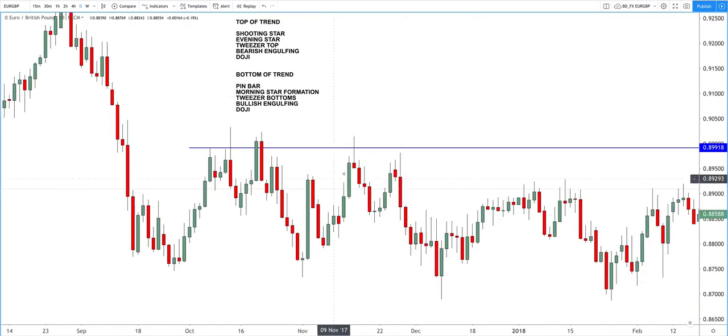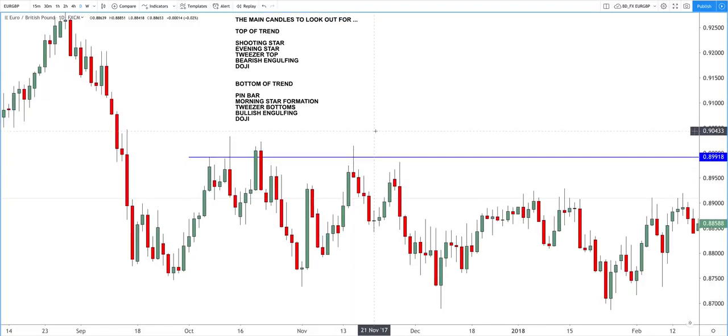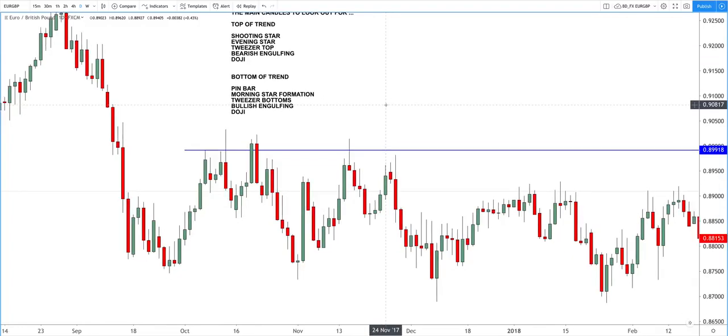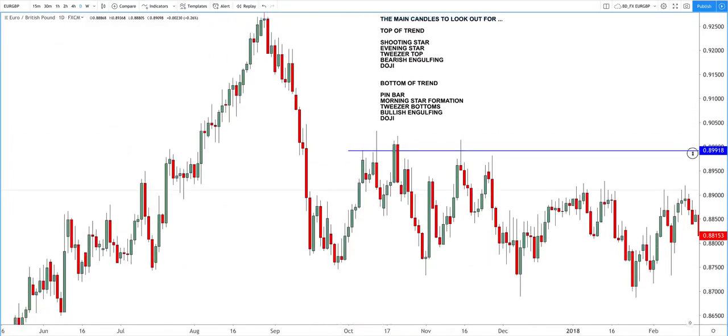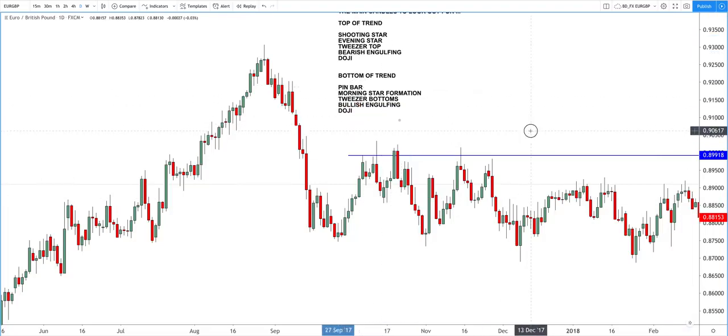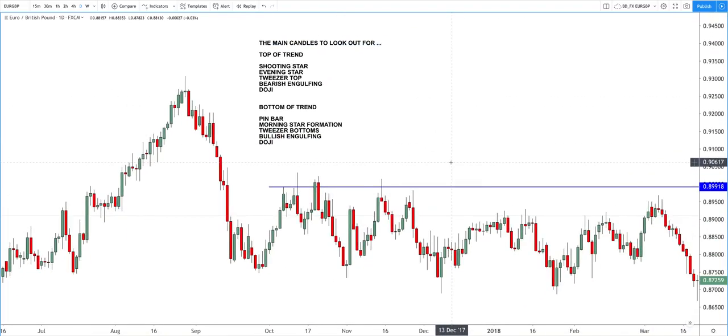But that is a very good example of a shooting star. Now, evening star formation, we use these most, especially on the lower time frame. On the higher time frame, they're great if you're already in a trade and you see that the day ends as an evening star. It's a great confirmation.